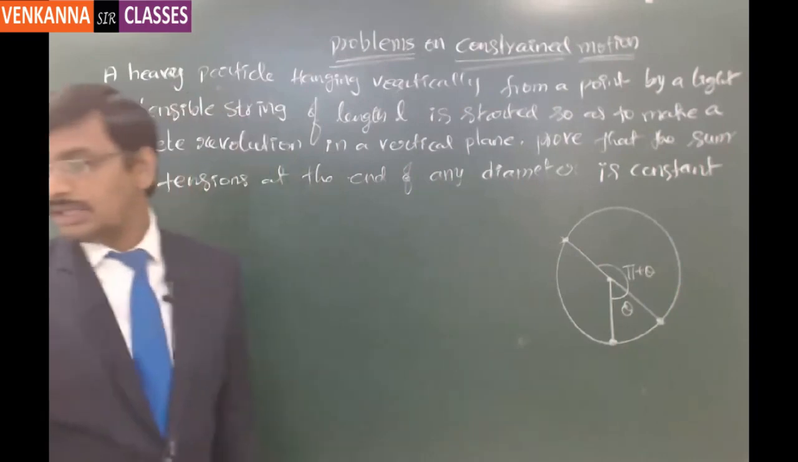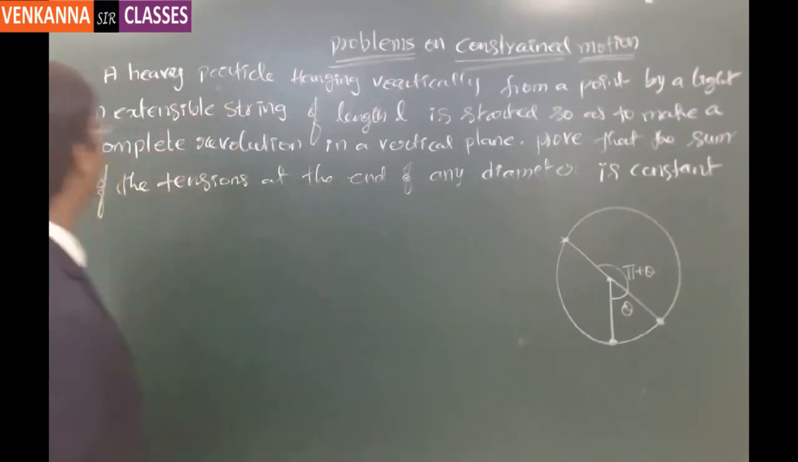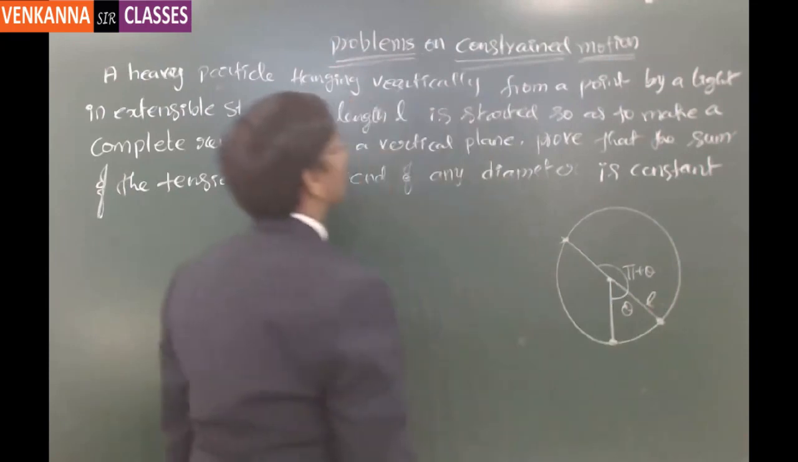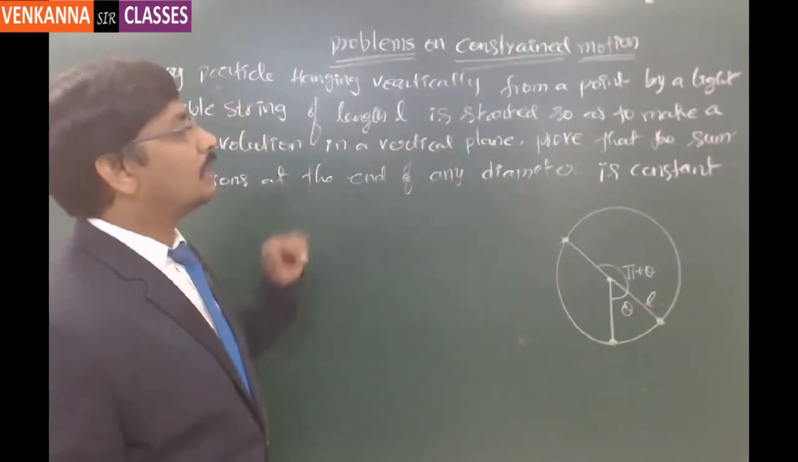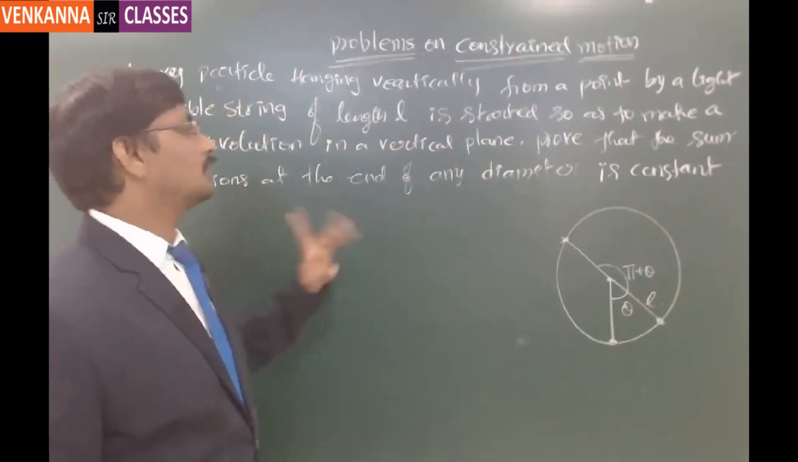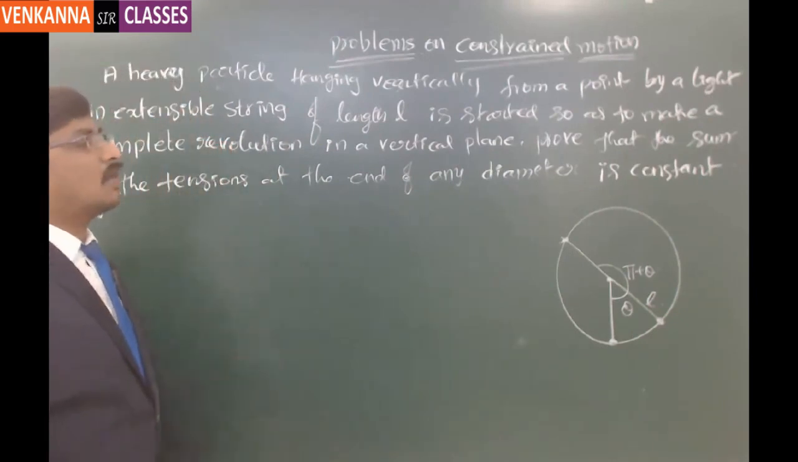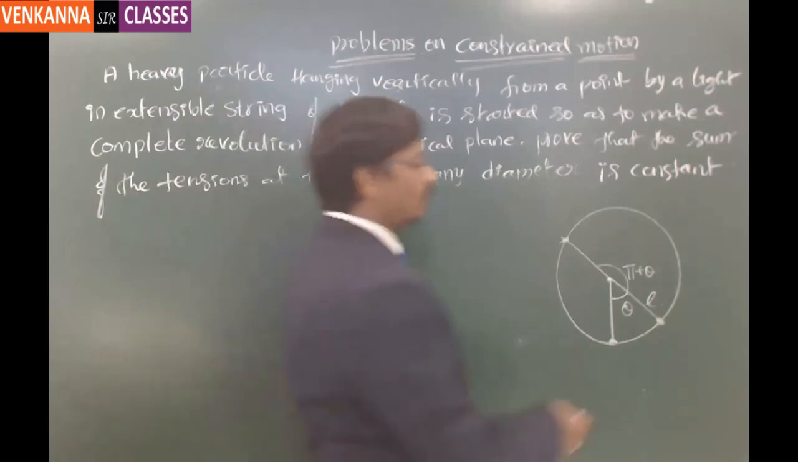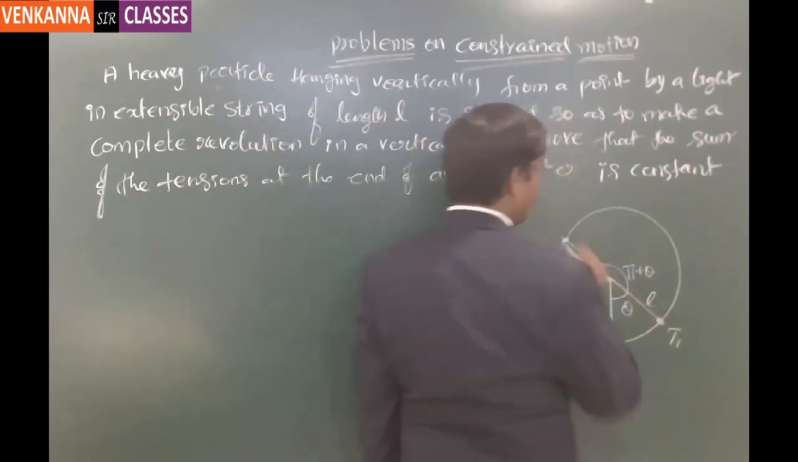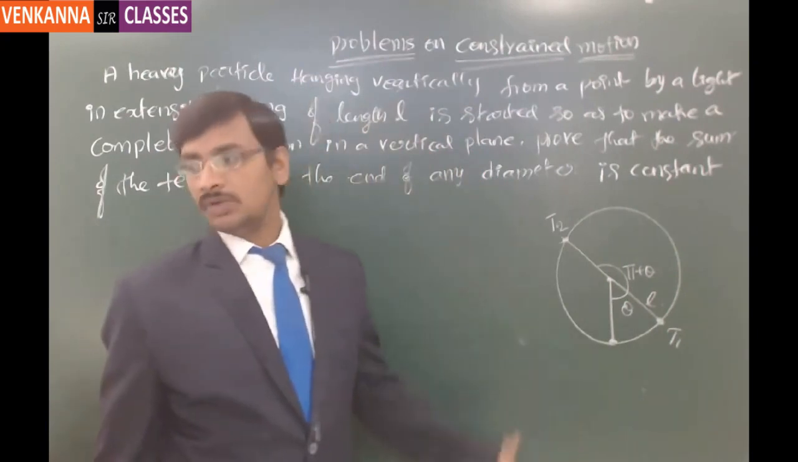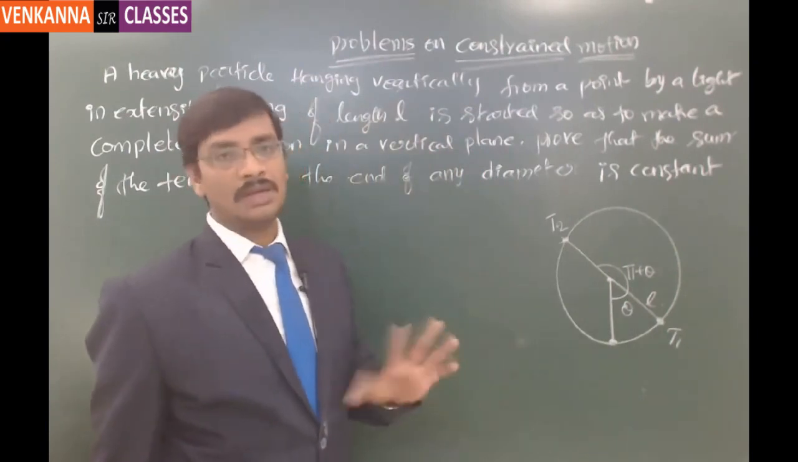Right? Now what we are asked to prove is, from a point by a light inextensible string of length L, so this length is L, started so as to make a complete revolution in a vertical plane, prove that the sum of the tensions at the end of any diameter is constant. If I call the tensions T1 and T2, then T1 plus T2 is going to be a constant.